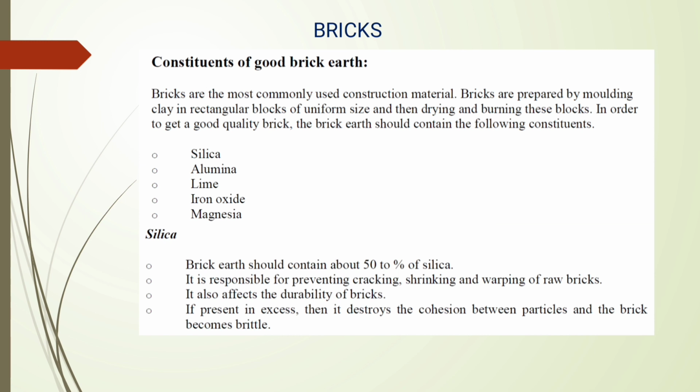Constituents of good brick earth. In order to get good quality bricks, the brick earth should contain the following constituents. Silica. A good brick earth should contain about 50 to 60% of silica. The presence of this constituent prevents cracking, shrinking and warping of raw bricks and thus imparts uniform shape to the bricks. The durability of bricks depends on the proper proportion of silica in brick earth. The excess amount of silica destroys cohesion between particles and the bricks become brittle.